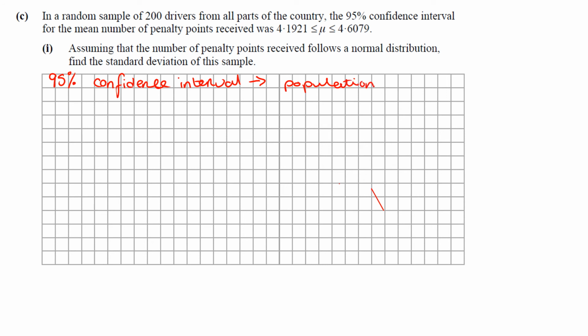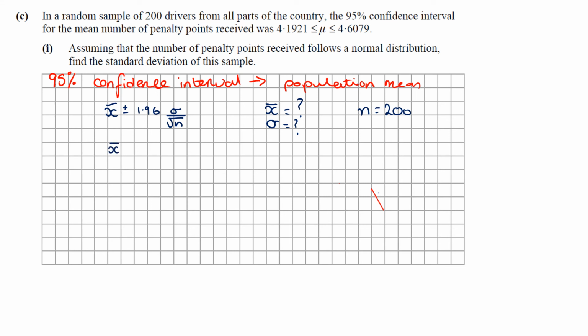So we're going to work with the population mean. The formula is x bar plus or minus 1.96, because it's 95%, times the standard deviation over root n. Now, here's the thing. We do not know x bar. We do not know the standard deviation. We do know n, because that's 200. And that's literally it. So let's work this out.